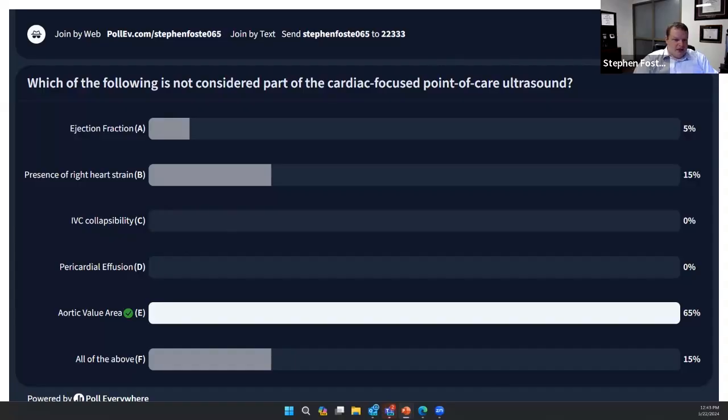IVC collapsibility is usually a yes or no question. So when you're looking, you see the ejection fraction is reduced. Does the IVC appropriately collapse with inspiration? Pericardial effusion, we talked about, everybody got present or not. That's the only question. But the aortic valve area is a very specific question that will fall outside of the POCUS examination. A lot of the time that's used in formal ultrasounds, but as far as clinical management in the immediate decision-making process, there's not really an application for that.